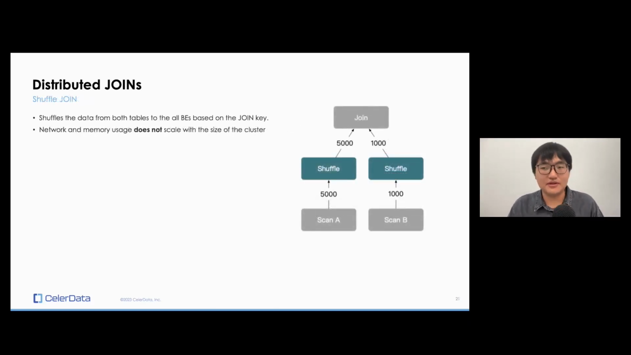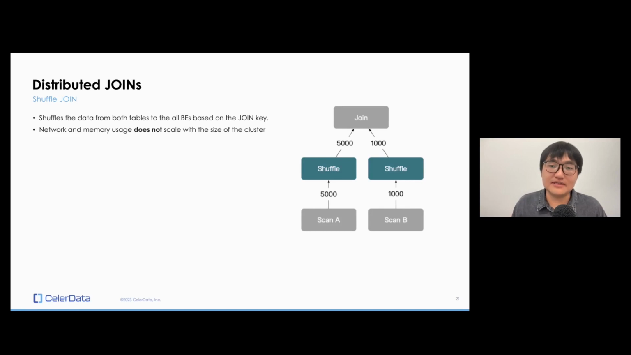And now let's go into the shuffle join, and this is what StarRocks supports, and what StarRocks mainly relies on in a lot of the on-the-fly join scenarios, right? What shuffle join does is it first shuffles the data from both tables to all of the BEs based on the join key, right? So it only shuffles once. Let's say your table A is 5,000 rows and your table B is 1,000 rows. It does not matter how big your cluster is. It's only going to shuffle the 5,000, and hopefully evenly distribute that to all of your BE nodes, right?